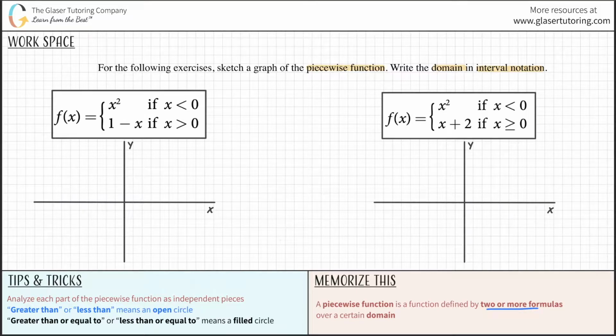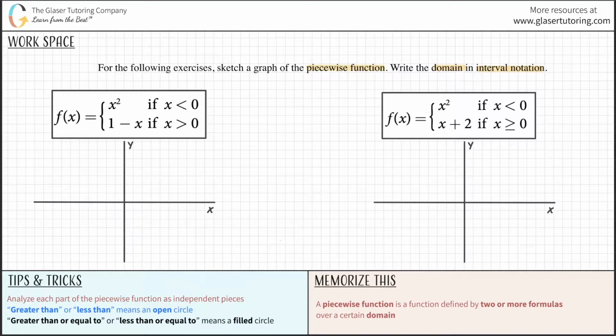more formulas over a certain domain, or aka set of x values. So if we notice in the first problem, here is the first formula, and this is the domain of that first formula. Here's the second formula, and this is the domain of that second formula. All right. And then we'll ask, once we plot this whole thing, can we find the domain of the whole thing? And we should be able to, no problem.